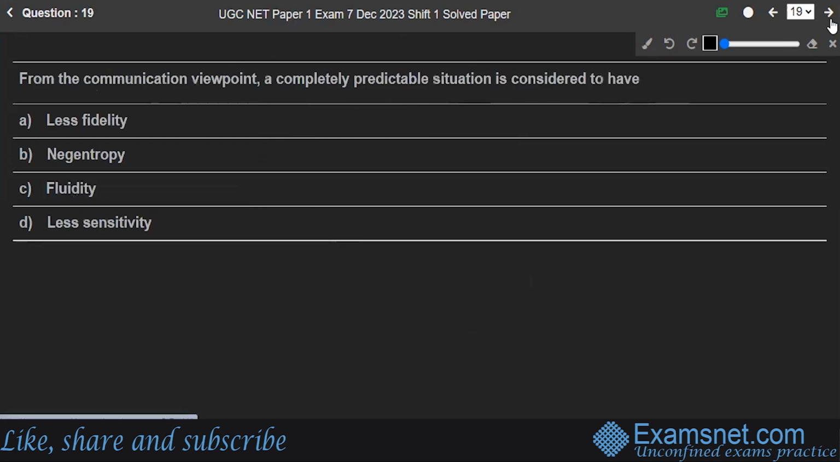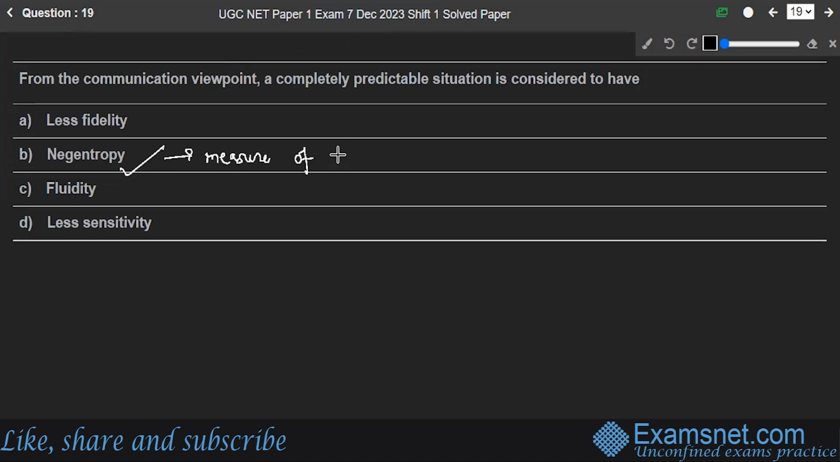Hope you understood this. Next is question number 19. From the communication viewpoint, a comparatively predictable situation is considered to have less fidelity, negentropy, fluidity, or less sensitivity. Well, the right answer to the question is option B, negentropy. From a communication viewpoint, a completely predictable situation is considered to have negentropy. It's a measure of the order of predictability of a system.